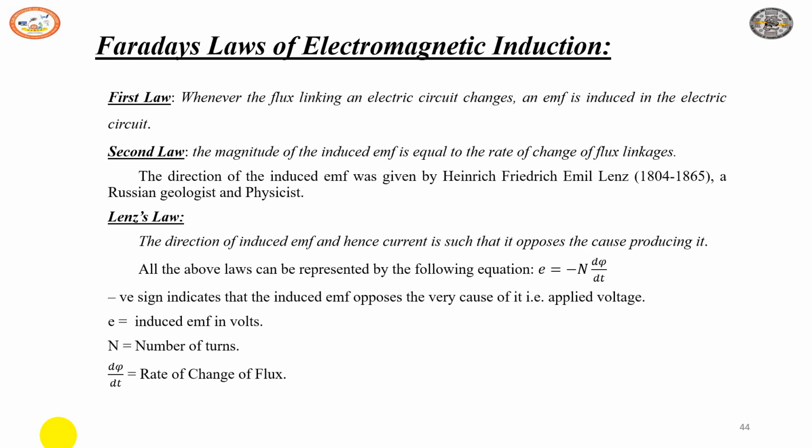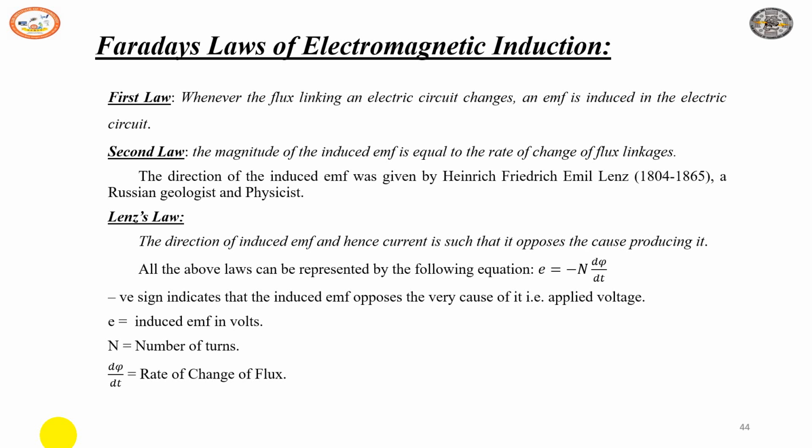The second law states that the magnitude of the induced EMF is equal to the rate of change of flux linkages. That means the amount of flux linking the coil. The direction of the induced EMF was given by Heinrich Friedrich Emil Lenz. So Lenz's law will give you the direction of the induced EMF.